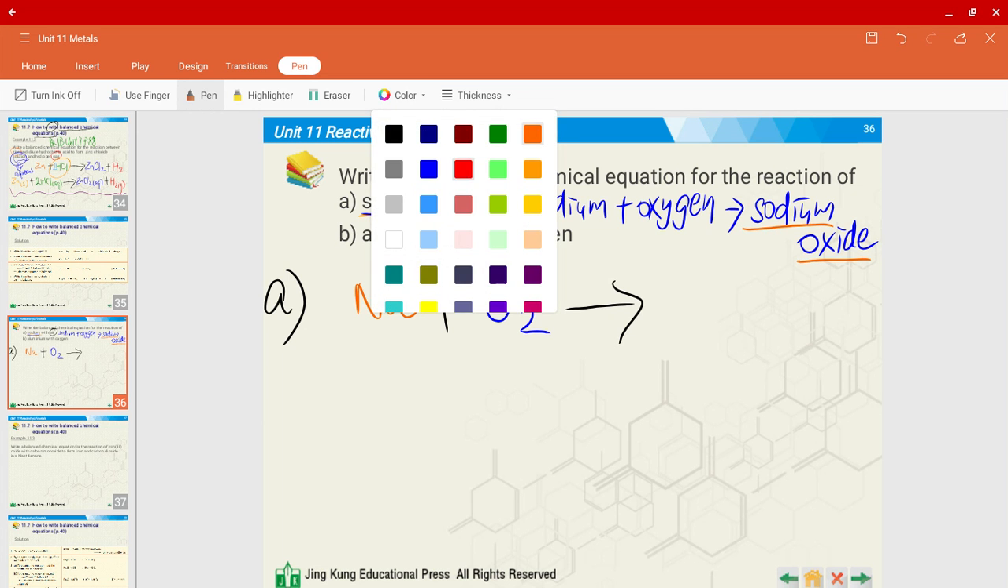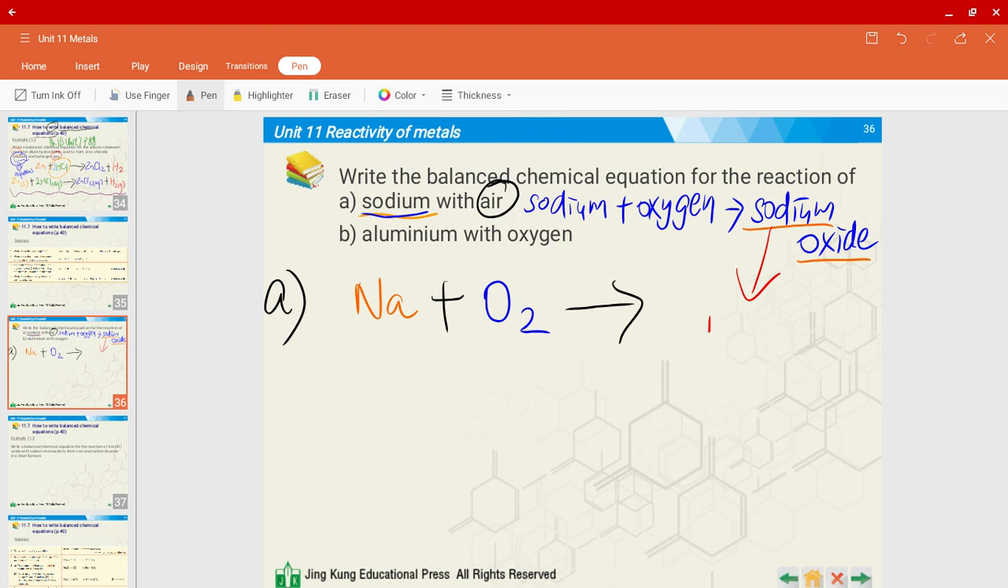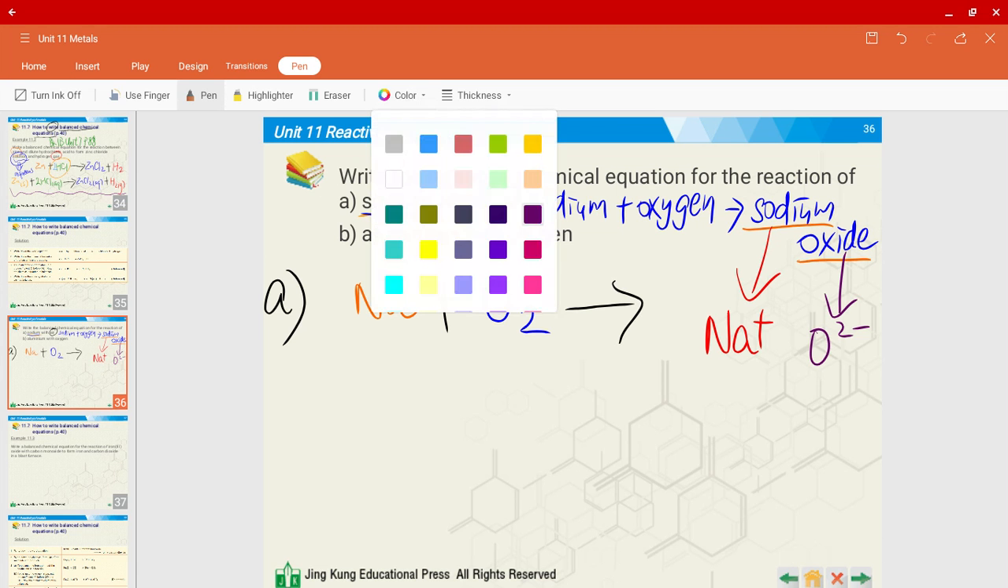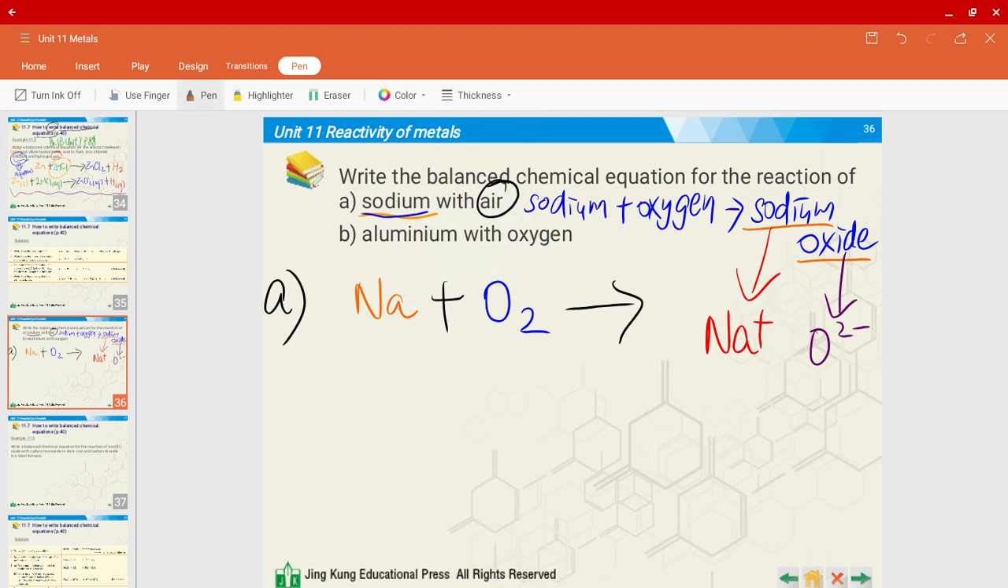So sodium ion, I know this is Na plus. On the other hand, oxide ion, I know this is O2 minus. Are the charges balanced? No, they aren't balanced, so how can I balance them out? I could add one more sodium ion. So I've got Na plus over here. Overall, on the left hand side, I have a 2 plus charge. Right hand side, I also have a 2 minus charge. So this helps me to balance them out.